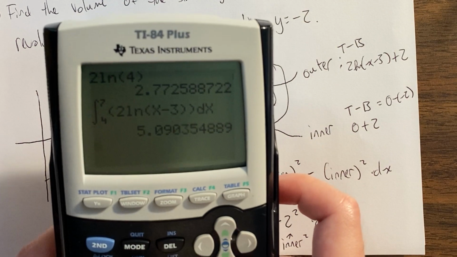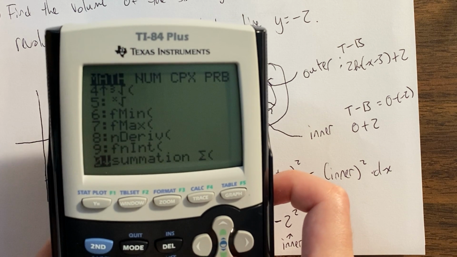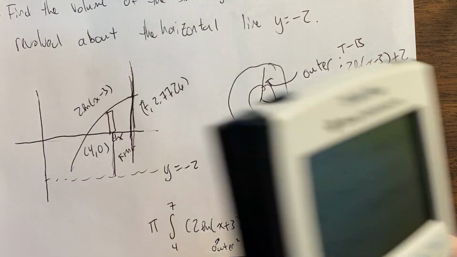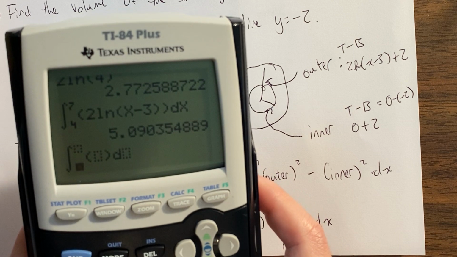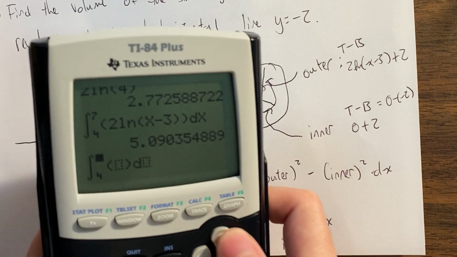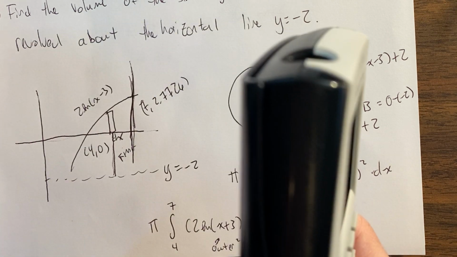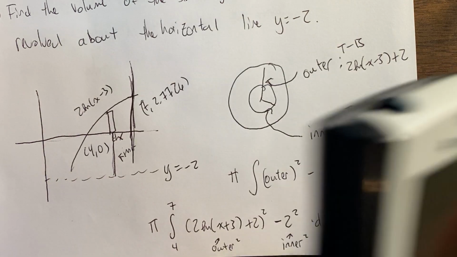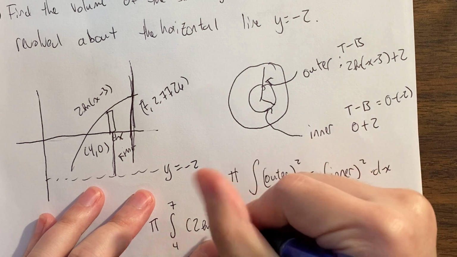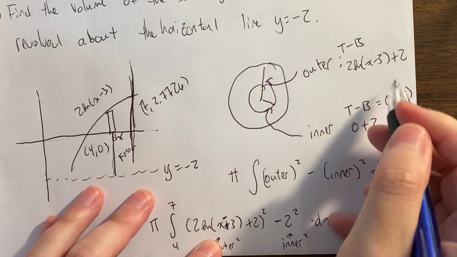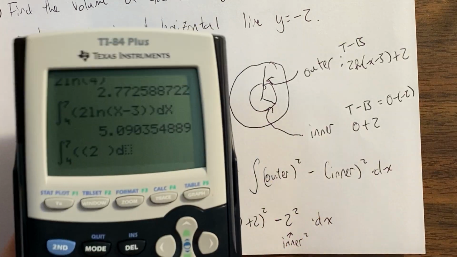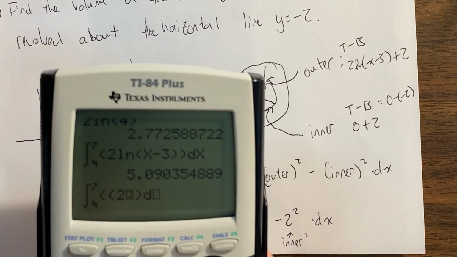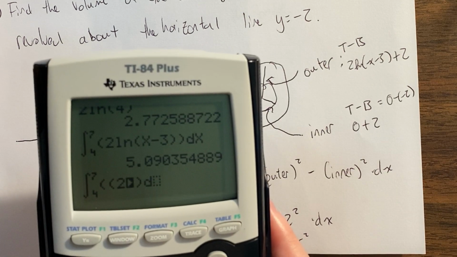So it looks like we're going to hit math, integral again. Hopefully you can see this. We're going to have, in parentheses, let's first put 4 and 7. So it looks like it's going to be 2. Oh, I apologize. It's not plus 3. It's minus 3. So just be careful. Again, this is how students make mistakes, and teachers make mistakes as well when they're typing it into these calculators.